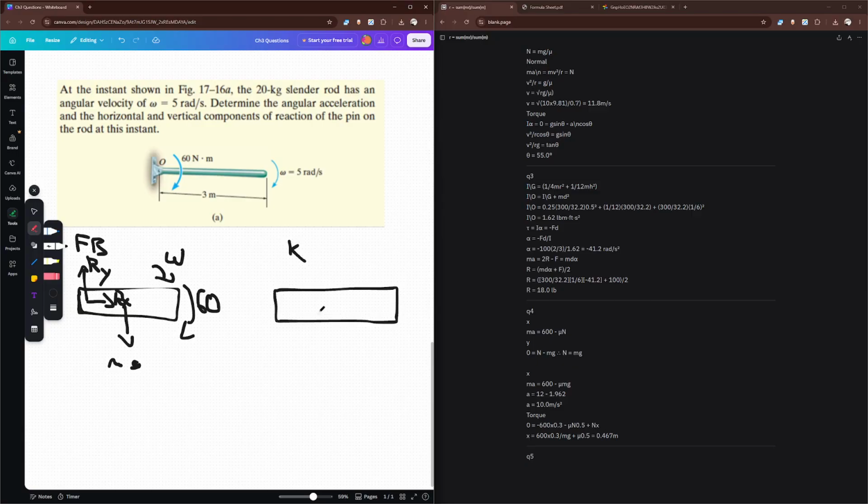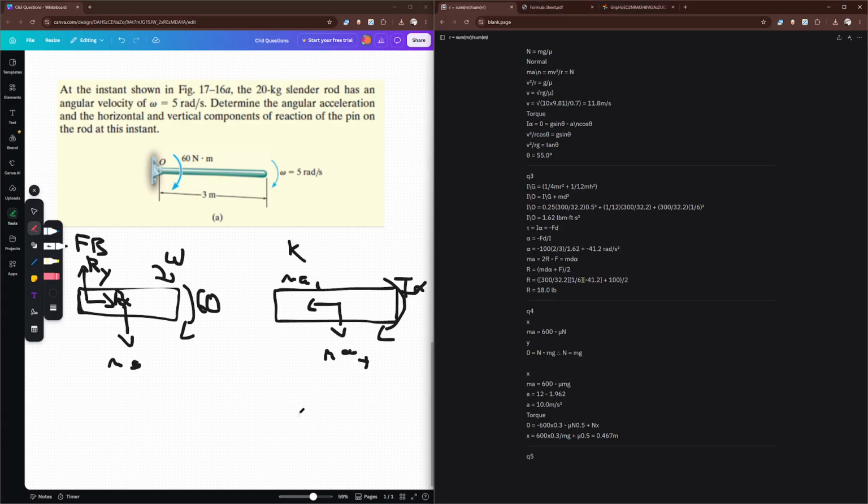And then now we look at our kinetic diagram. We're going to have m a_t, m a_n, and we're going to have our I alpha for the torque. That's kind of messy, right?